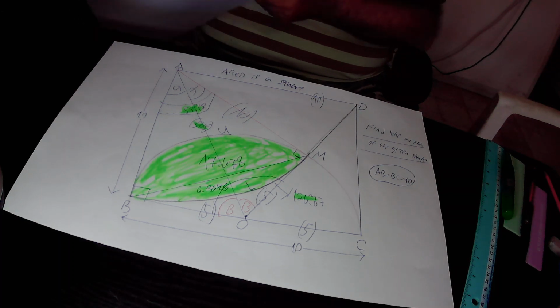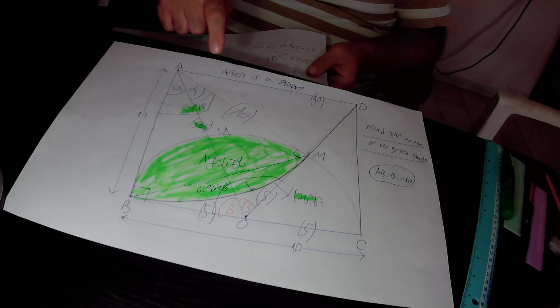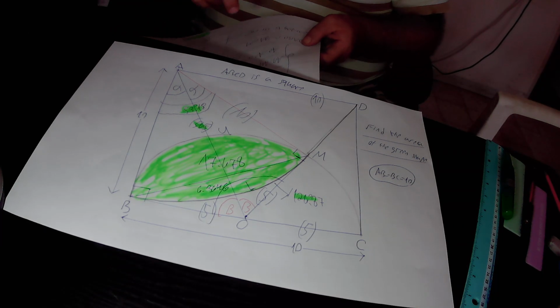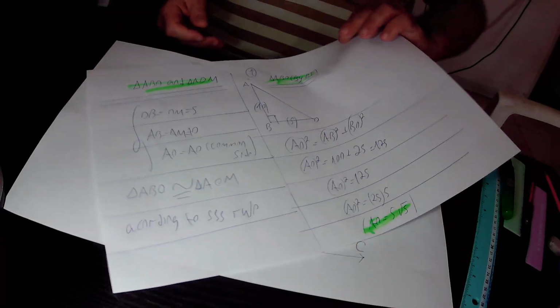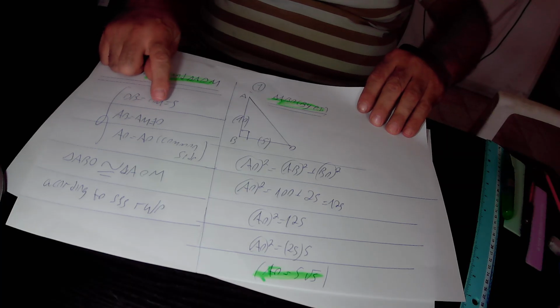In addition, side AB of the right triangle ABO is equal to side AM of the right triangle AMO. They are both the radius of the quarter circle that is equal to 10, and therefore they are equal to each other. Again, AB equals AM equals 10.